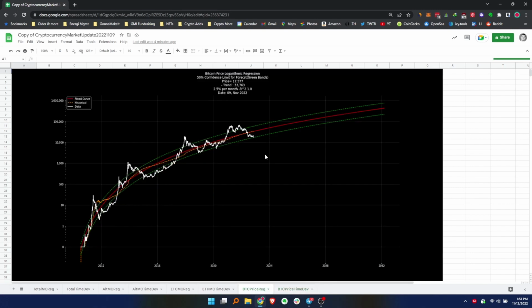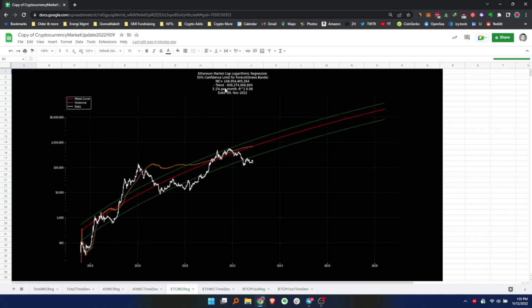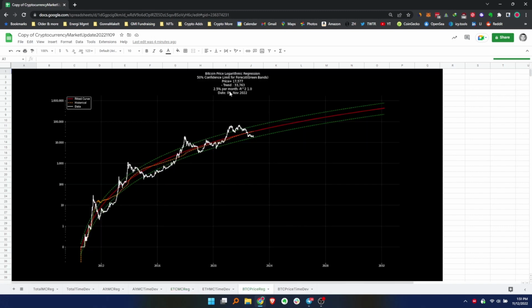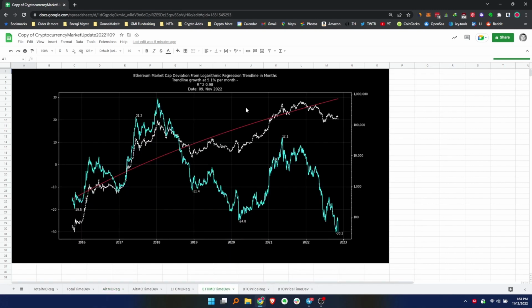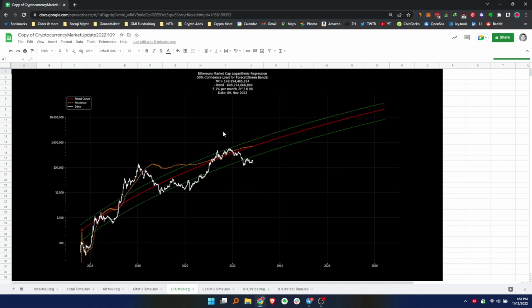One thing to note here, Bitcoin's growth rate's a lot slower, 2.5%, right? We have ETH at 5.1%, Bitcoin at 2.5%. So ETH is growing faster than Bitcoin. And of course, altcoins are growing the fastest, but altcoins are also the most risky. So personally, I feel like the best bang for the buck is Ethereum in terms of lowest risk, highest return, best bang for the buck in general.